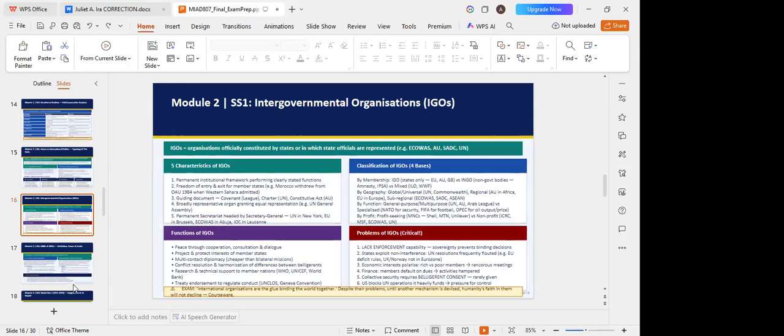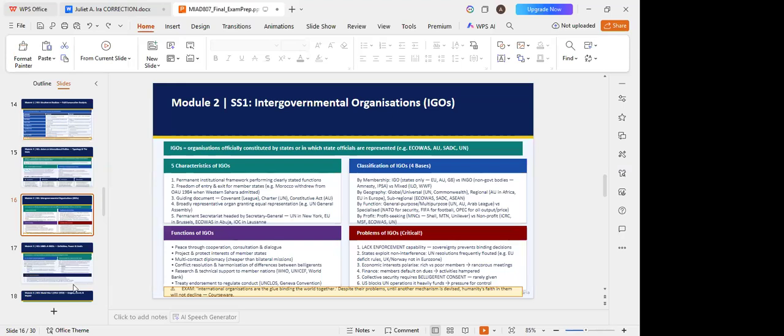ECOWAS. Yeah, ECOWAS sometimes does collective security in West Africa. ECOWAS is mainly economic, but sometimes when the security of West Africa is threatened, they send ECOMOG. That's the security body of ECOWAS. What about NATO? NATO is also an example when it comes to promoting peace and security.